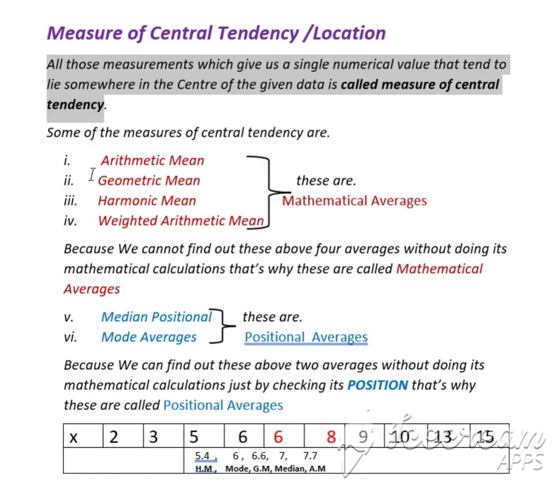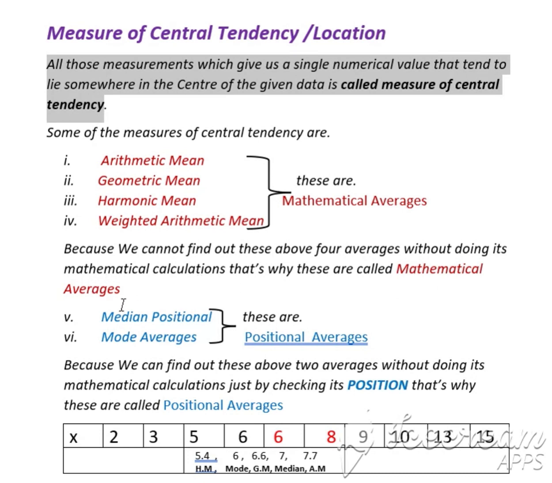Some of the measures of central tendency are the arithmetic mean, geometric mean, harmonic mean, and weighted arithmetic mean. These first four are called mathematical averages. Why are these called mathematical averages? Because we cannot find the answer of these four without doing the mathematical calculation, that's why these are called mathematical averages.